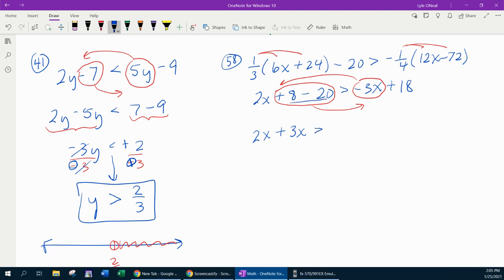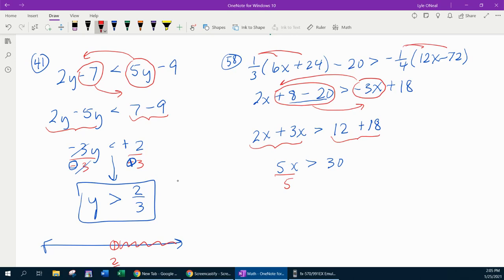So watch this. What is 8 minus 20? 8 minus 20 is negative 12. But if I bring it over, it'll make it positive 12. So I combined like terms and then brought it over all at one time there. And then the plus 18 comes down. And then we can do a little CLT, combine like terms. That's going to give us 5x greater than 30.